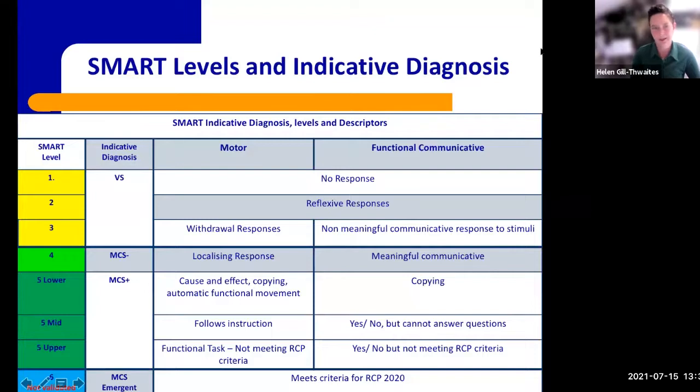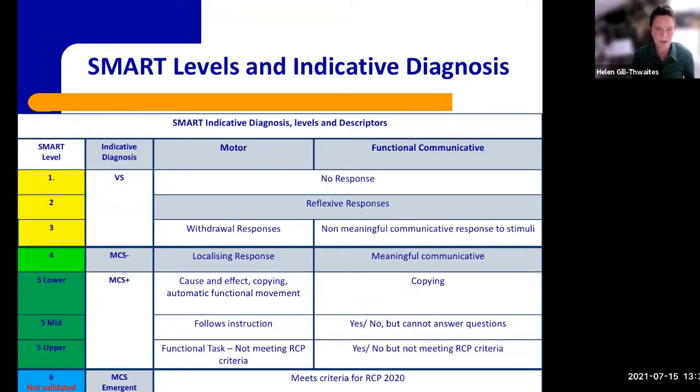diagnosis of vegetative state. Now we say indicative because obviously our assessment will go to an expert physician who will review. So we're saying these are the responses we've seen. So 1 would be they don't respond, 2 is reflexive, 3 is withdrawal, very reflexive, and non-meaningful communicative expressions. And then you can see how it divides up moving on.